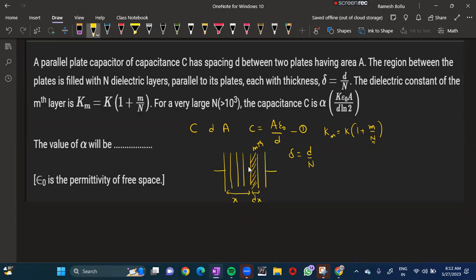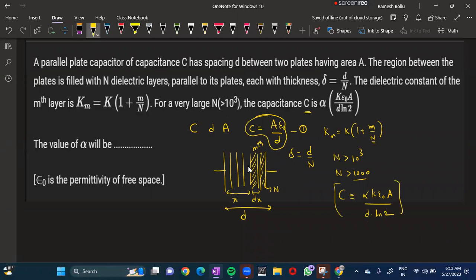Small d is nothing but the total distance between the plates, and the last layer is the Nth layer, that is capital N. Now for a very large N, more than 10 power 3, I mean more than 1000 plates are there, and the total capacitance C is given as alpha into K into epsilon naught capital A divided by d into ln 2. So we have to find the alpha value.